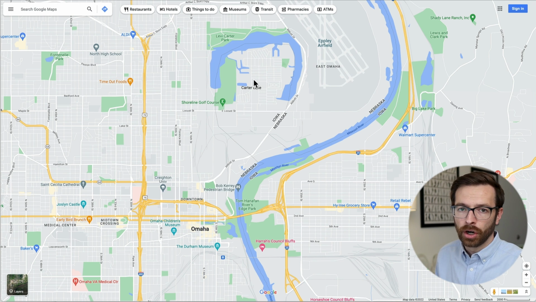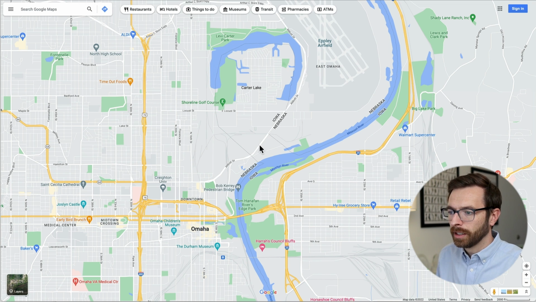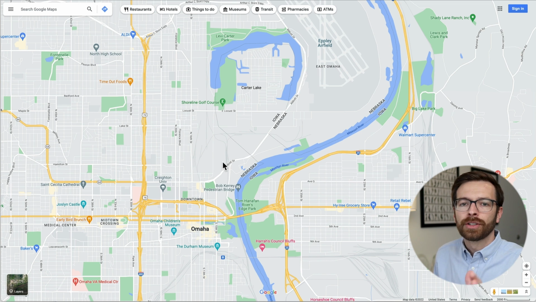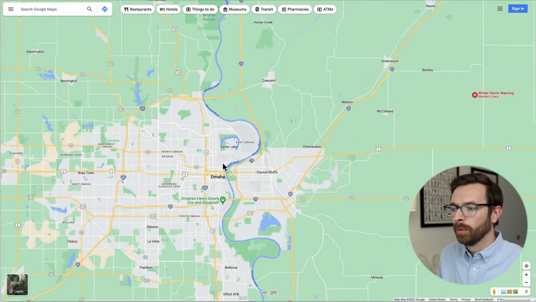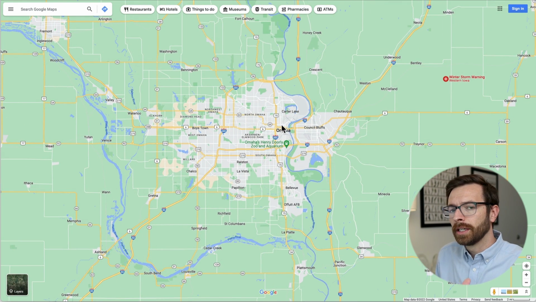So this is actually called Carter Lake, Iowa. And this lake is what was kind of left over of the channel. You'll go from Nebraska into Iowa very briefly, and then back into Nebraska. So interesting little factoid that you may want to know. So the Missouri River is what separates Iowa and Nebraska. Now, the main city across the river from Omaha is called Council Bluffs.